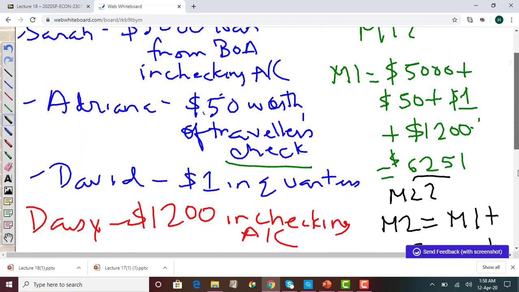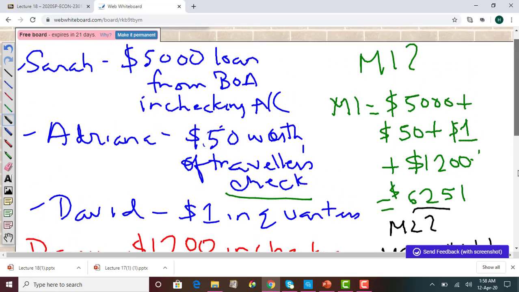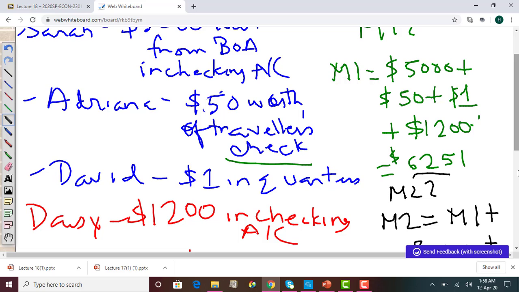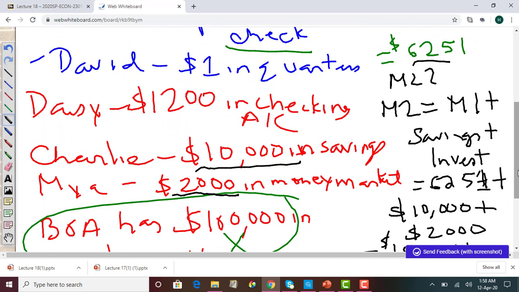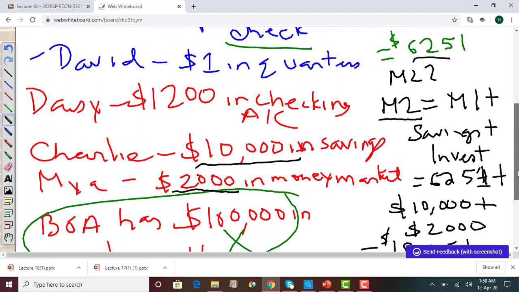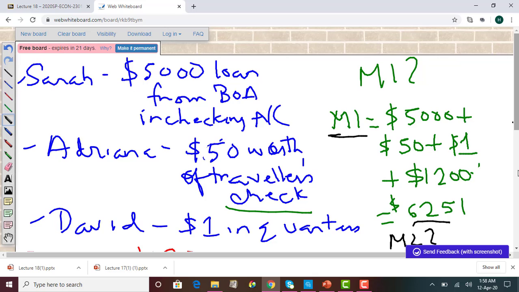So that's how in a homework or in the exam I will probably give you statements like this, and you have to categorize them under M1 and calculate the total M1 or total money supply under M1, and then you have to also classify them under M2 and calculate the total M2. So hopefully this example gives you a clear picture of how we calculate M1 and M2.